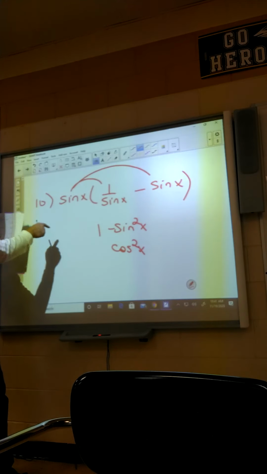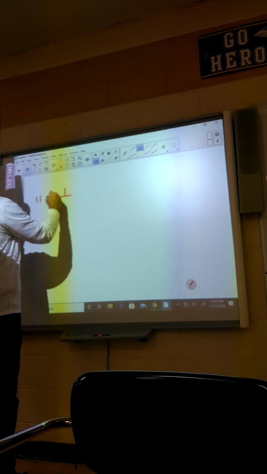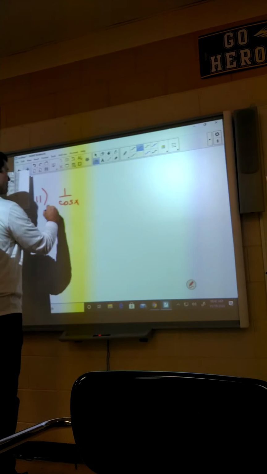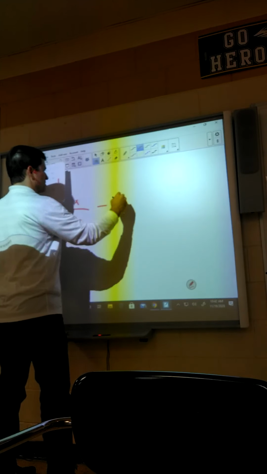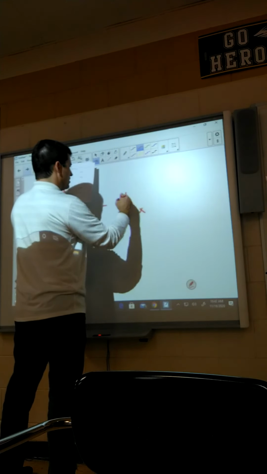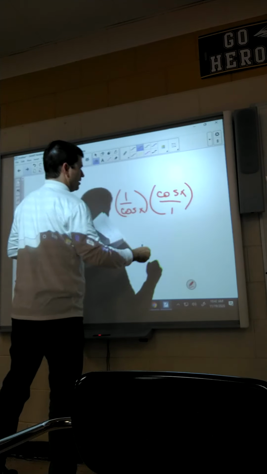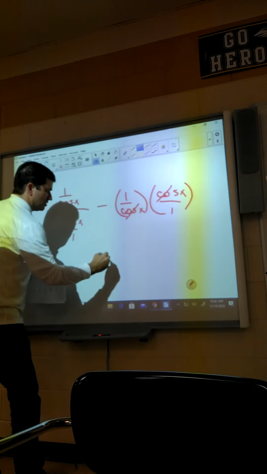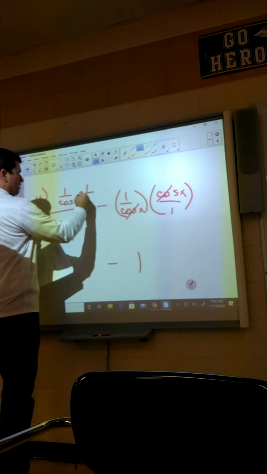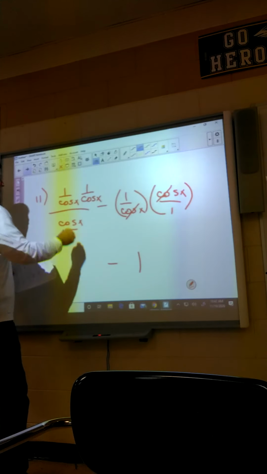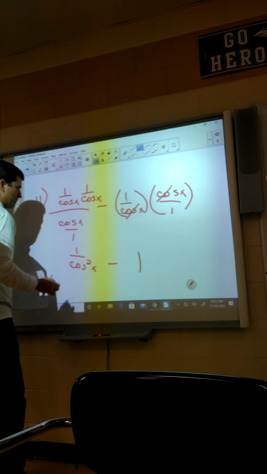Now that was an easy one. Anytime y'all want to see more, just pause it. Go to 11. Secant is 1 over cosine over 1 minus 1 over cosine. This problem looks familiar like we did it yesterday. Cosines cancel. That's going to give me a minus 1 over there. Keep, change, flip here. I know we did this problem yesterday. 1 times 1 is 1 over cosine squared.